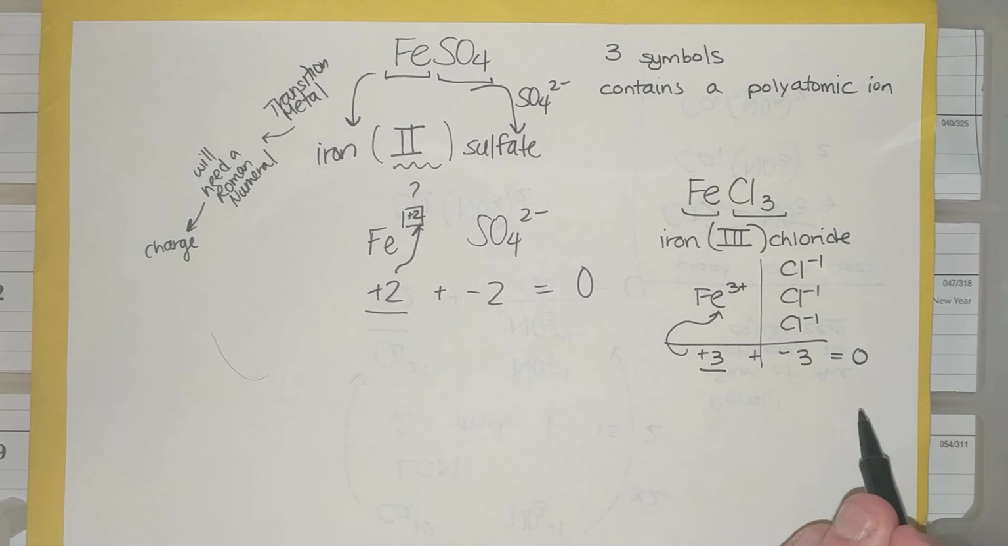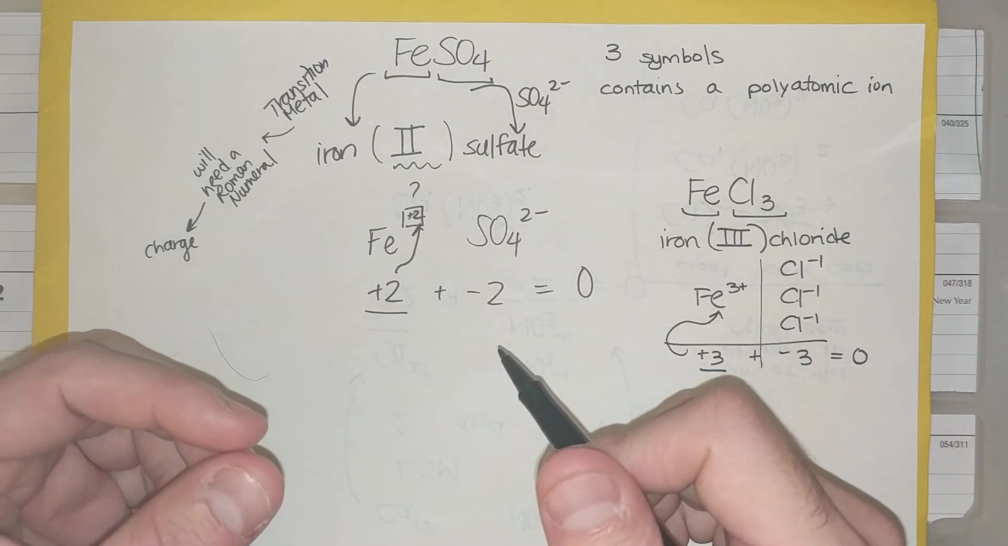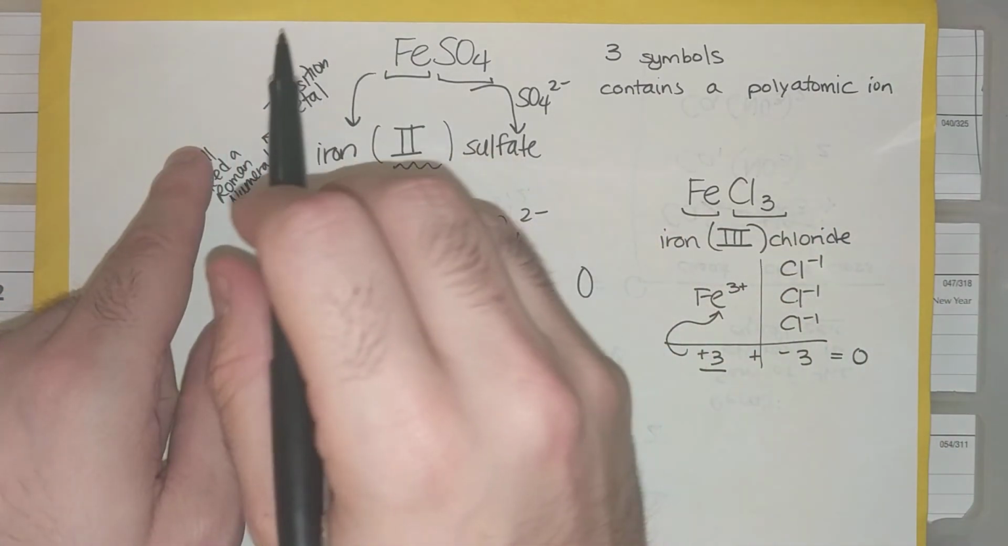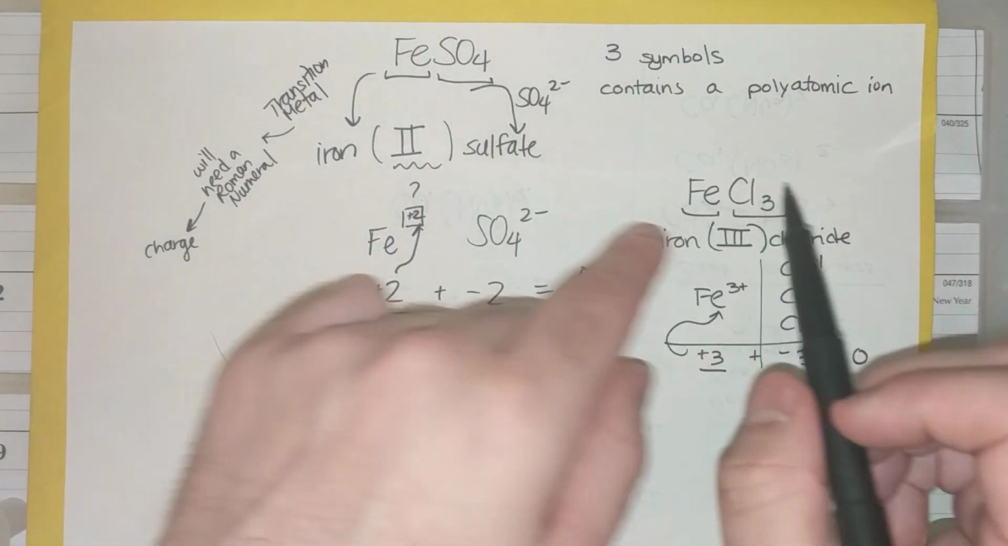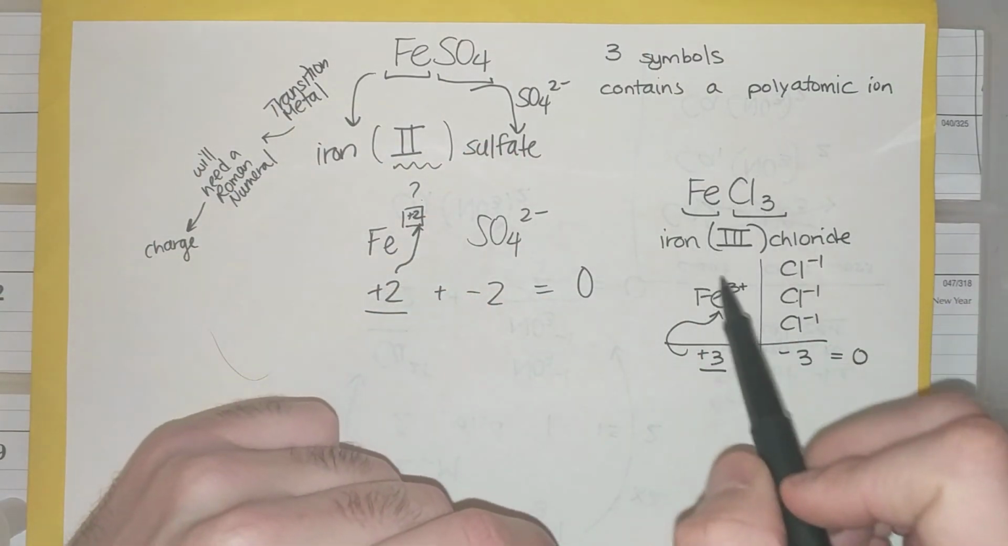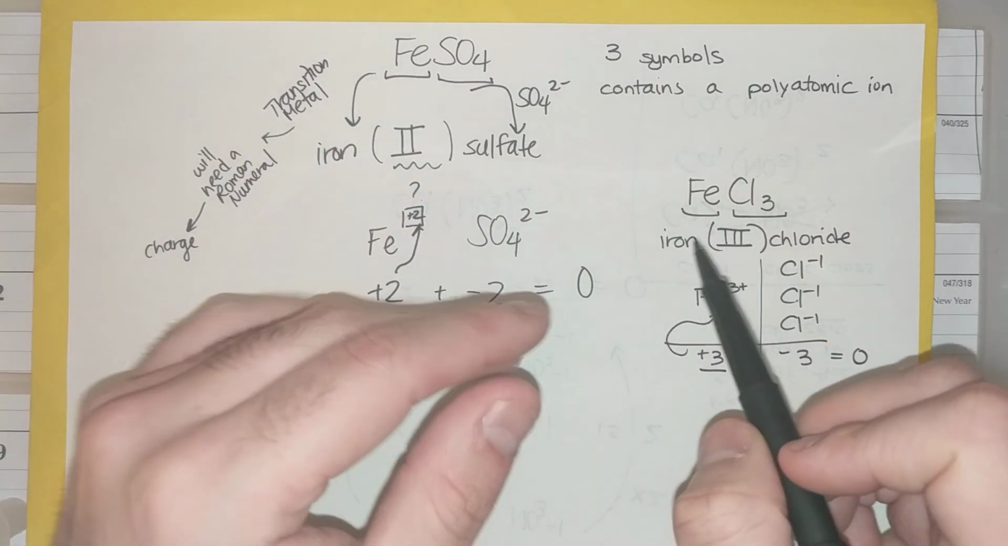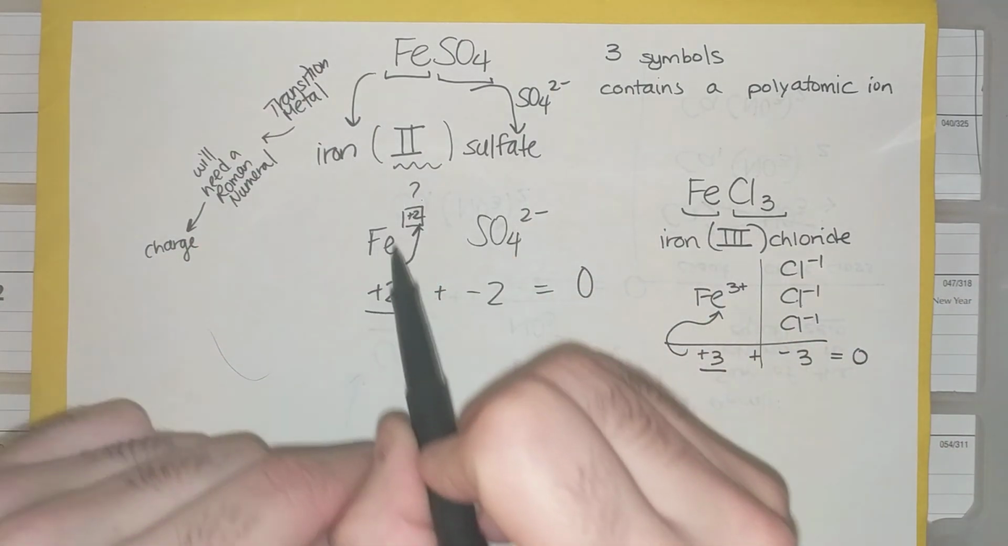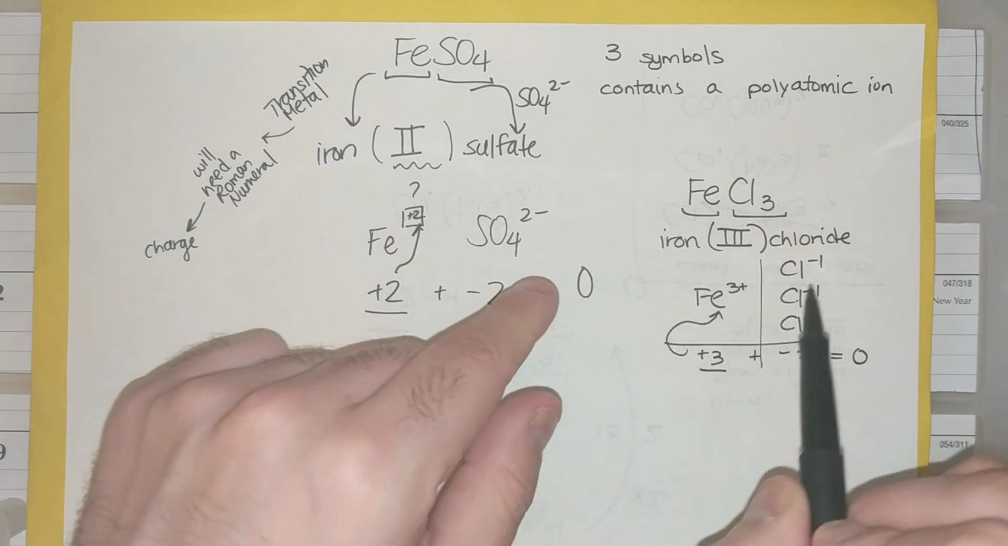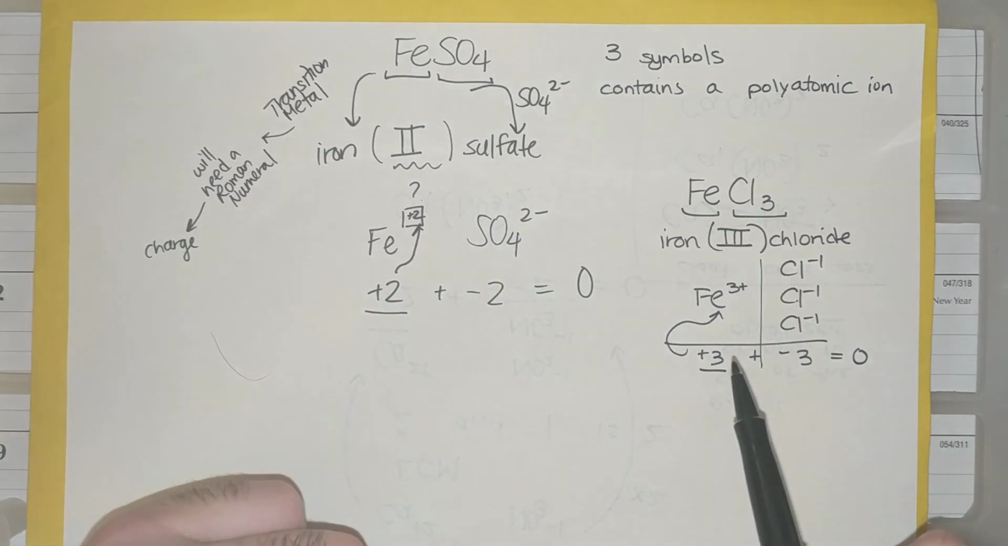So to quickly recap here, I can name the metal and the polyatomic ion, or the metal and the non-metal. And then to figure out the Roman numeral, I have to figure out the charge of that transition metal by looking at the charge of the thing that it's combined with.